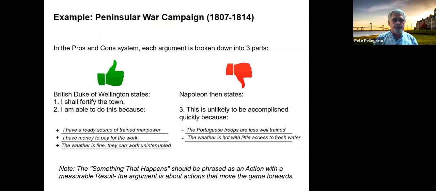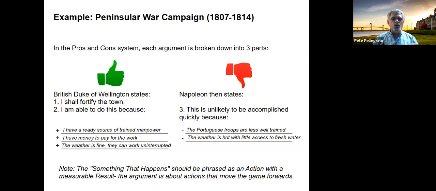So in a little example here, let's say we're doing this game. It's based on a Napoleonic Peninsular campaign in the 19th century. And the player representing the Duke of Wellington says, I shall fortify the town. Now, notice, in Matrix gaming, you get to do one thing on your turn. You can't say, I will fortify the town and advance on the neighboring city and bring forces across the channel and so on. You get to do one big thing in your turn.